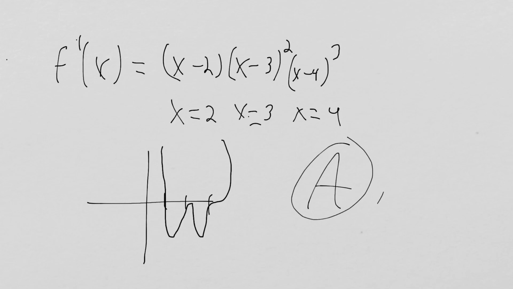And this graph is weird because there should be, like, this is 1, 2, 3, 4. So we have our max at 2, we have our shoulder at 3, and then we have our minimum at 4. So the only true statement then is A.